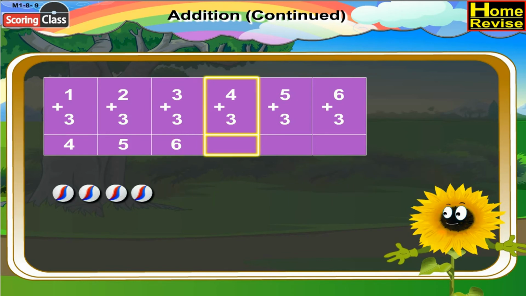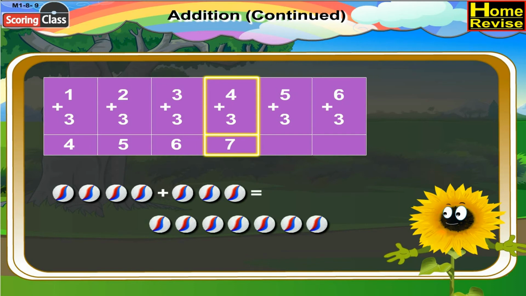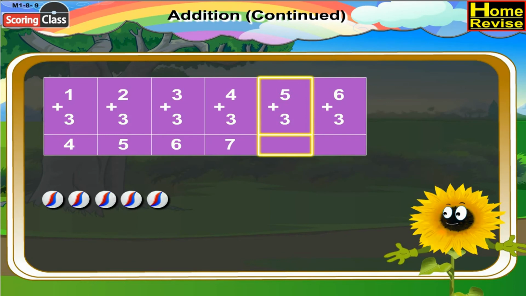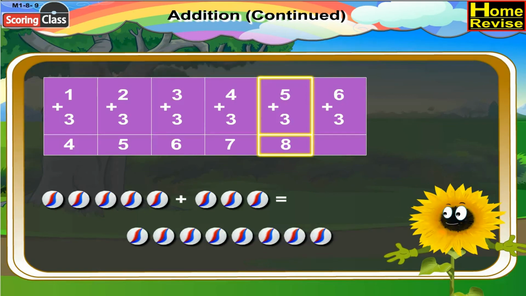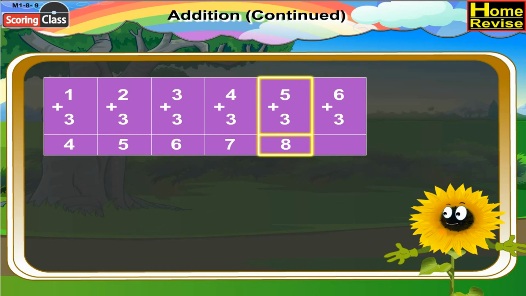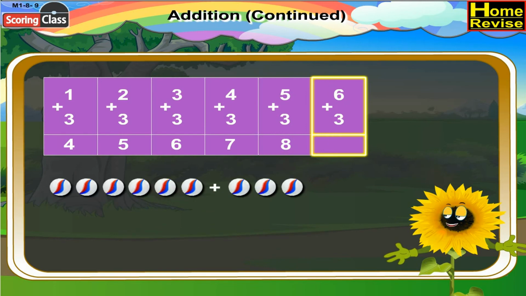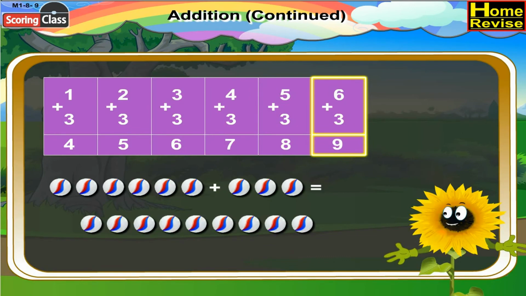If you have 4 marbles and 3 more marbles are added to it, that would be 4 plus 3, 7 marbles. If you have 5 marbles and 3 more marbles are added to it, that would be 5 plus 3, 8 marbles. If you have 6 marbles and 3 more marbles are added to it, that would be 6 plus 3, 9 marbles.